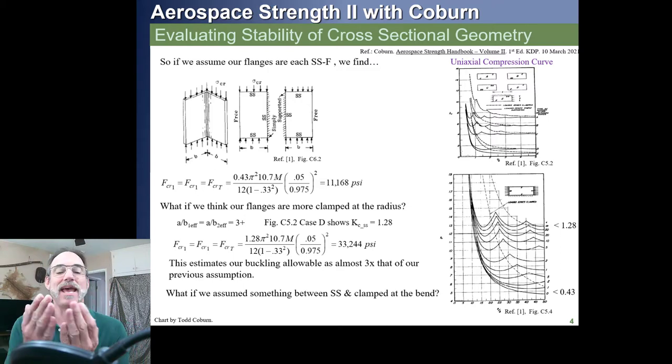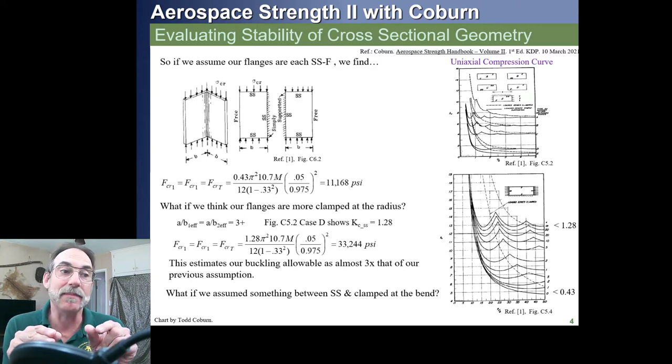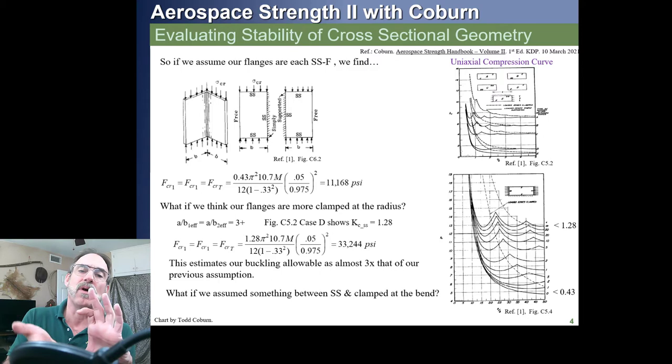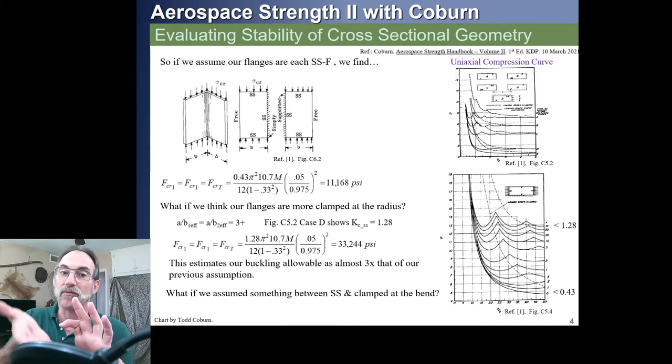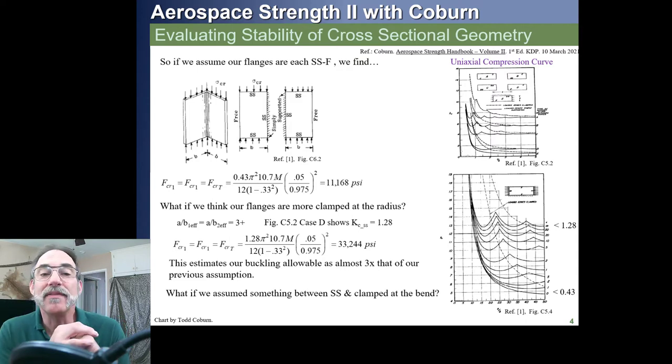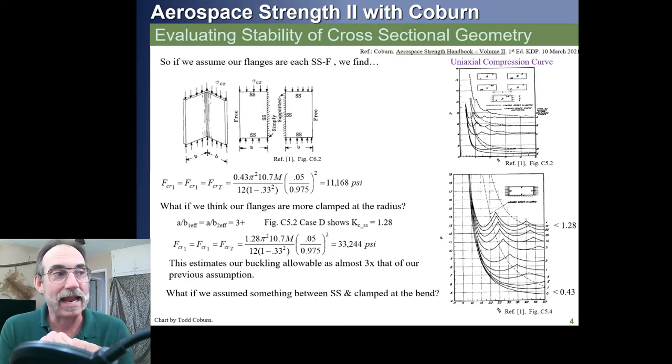So if we said, okay, we've got a thick member, or maybe it's a machined member rather than a bent-up sheet member, it has a little higher stiffness. Now, we're actually not going to do this, but what this shows is that there's a range of values somewhere between using a coefficient of 0.43 and using a coefficient of 1.28 that gives us a good estimate of what an angle section could be good for.